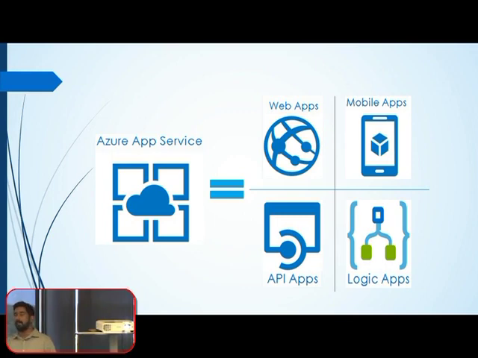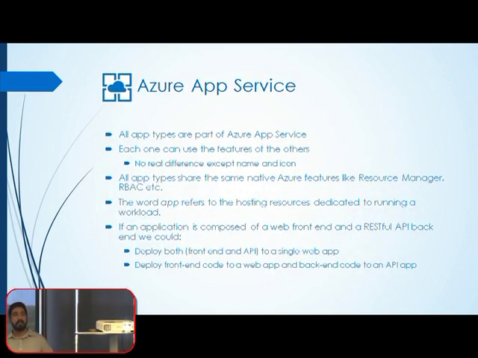For example, in web apps, we expose our UI-based, front-end based web pages. In mobile apps, we expose our backend as a service. In API apps, we expose our RESTful APIs. As I said, all app types are part of Azure App Service. Each one can use the feature of the others. For example, I can have a single app service which also has web app functionality, plus I can also expose RESTful APIs for it.